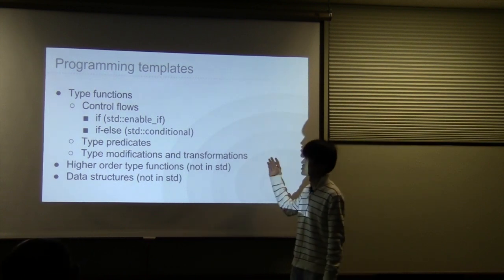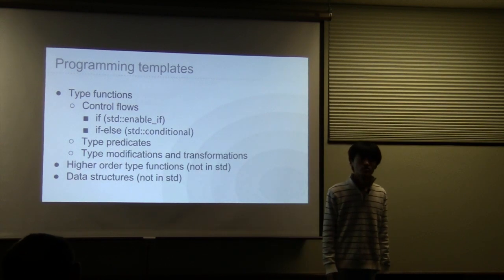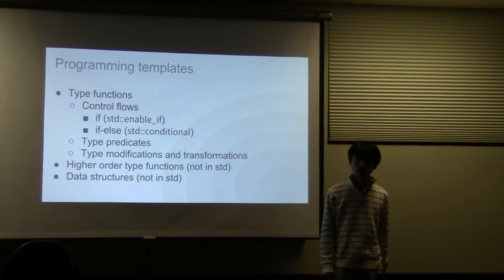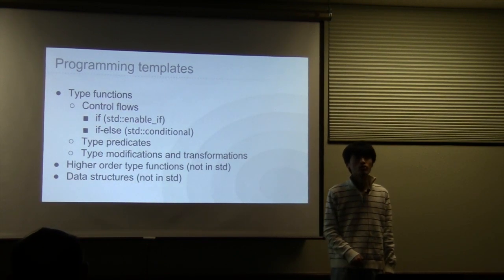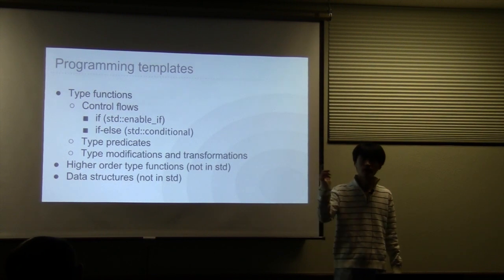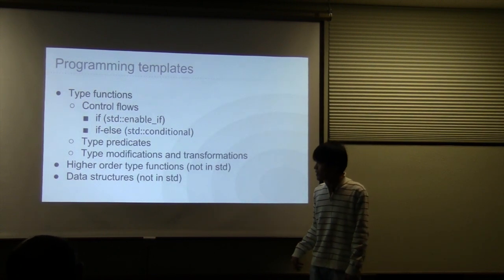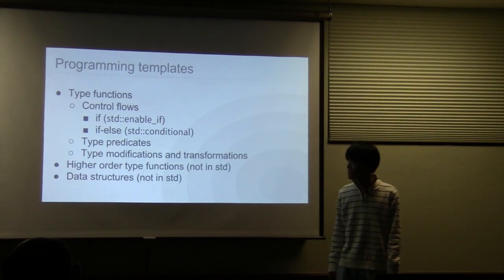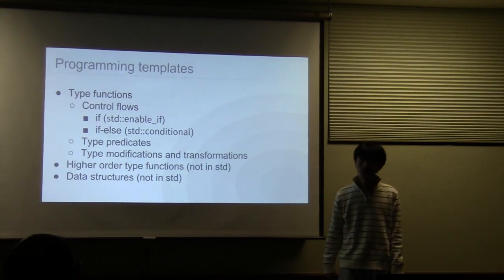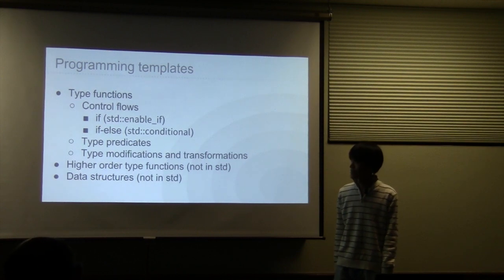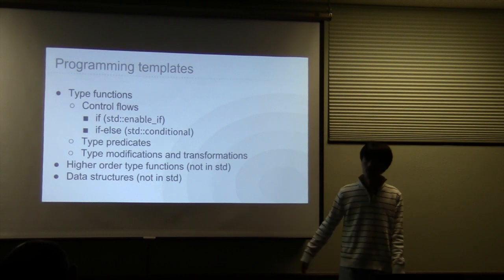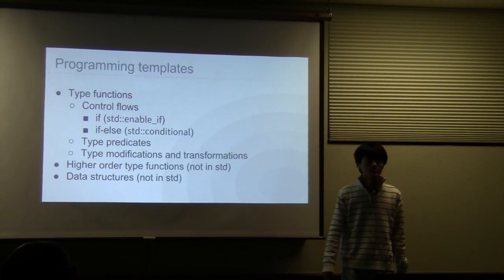And we have type modifications and transformations, which generally take one type and transform it into another, like remove_cv. It removes the const and volatile qualifiers from a type. And if you are an MPL user, you probably know there are higher order type functions, but we don't have those in the standard. We don't have MPL data structures either.